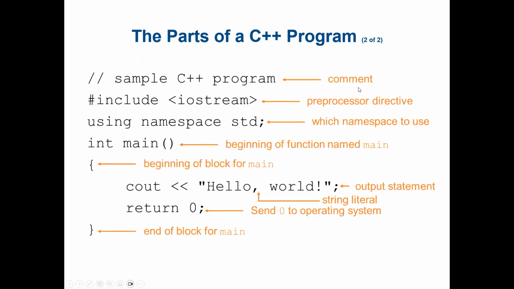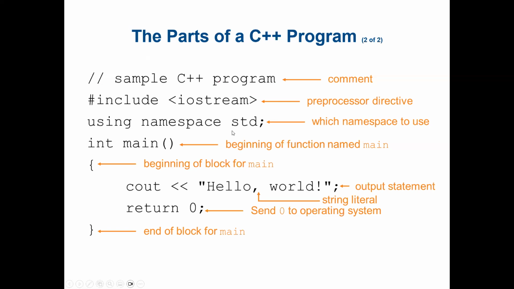So the first line is called a comment. So we have the sample C++ program. Normally the comment is ignored by the compiler. The next line we have #include iostream. This is called the preprocessor directive. This allows us to use the cout and cin, that is, the input and output streams, cin and cout.